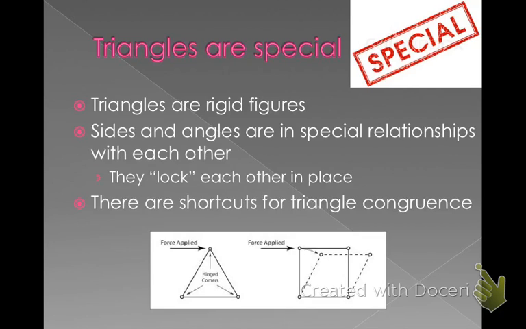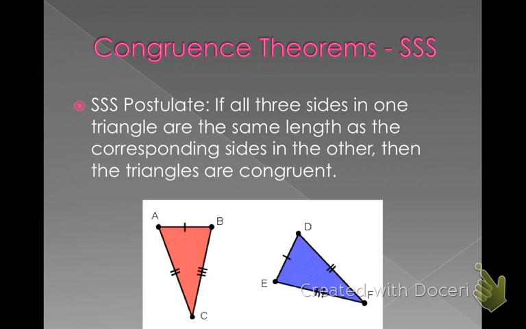And let's also not forget that triangles are special because they have that rigid figure aspect to them. The sides and angles can lock each other in place, so that gives us some shortcuts to showing triangle congruence. So a couple of these are going to look familiar, like the side postulate. If we have 3 pairs of congruent sides, we're going to have congruent triangles. That means that in addition to knowing that all of the sides are congruent, I also know that I have congruent angles.